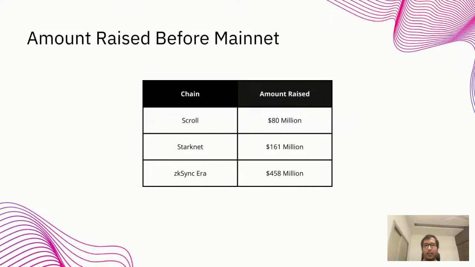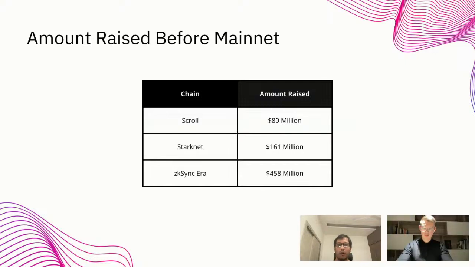A bit of a side note for ZK Sync, this number also includes the launch of ZK Sync Lite, but that didn't have half the functionalities that their current Era chain has. So even excluding that, Scroll did raise the least amount, and they did push a product out to the public, even with the extensive tests that they've done. More on that later. Thank you, Sanjit.